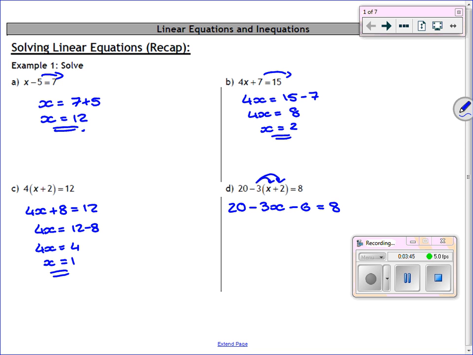Let's tidy up some terms. So that gives me 20 minus 6 is minus 3x equals 8. 20 minus 6 is 14. So I get 14 minus 3x is equal to 8. Take the 14 across, so we get minus 3x is equal to 8 take away 14. So we're at the stage where we've got minus 3x is equal to minus 6.